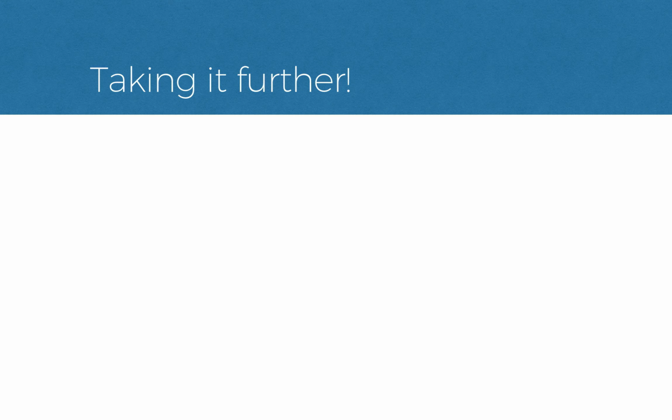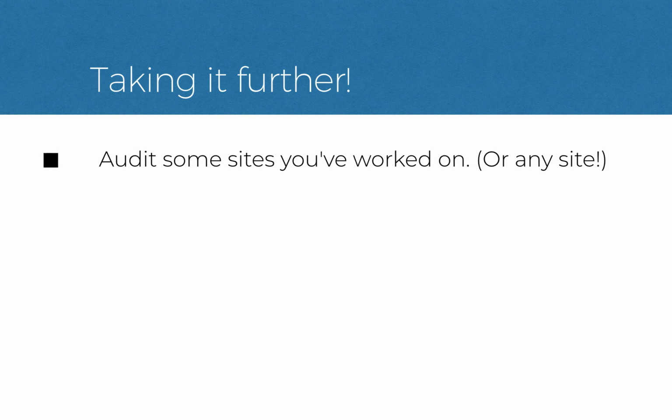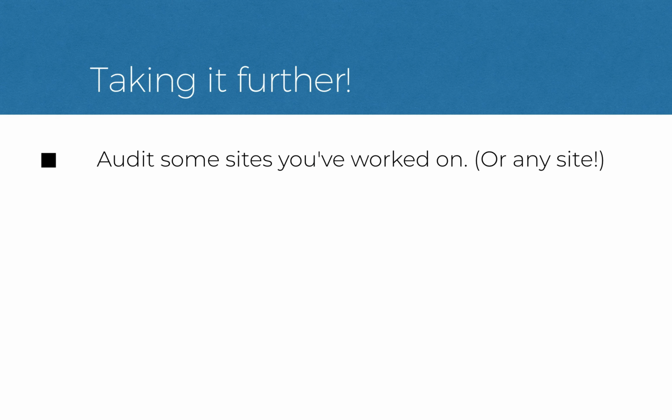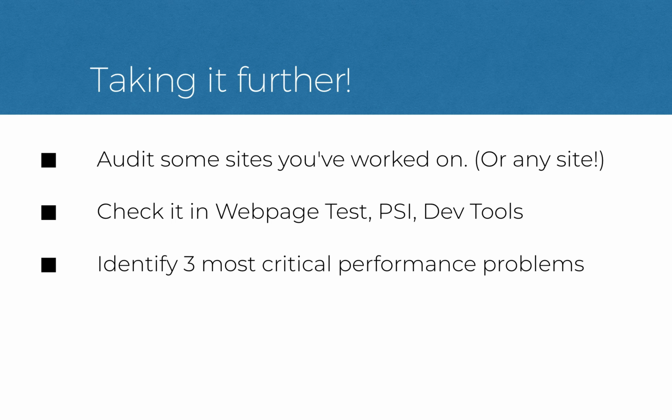So here are some recommendations for how I would do that. You could audit some sites that you're working on now, or really any site on the web. So open them up in WebPageTest, PageSpeed Insights. And then for those sites that you're working on, identify the critical performance problems. Try to analyze all that's going on and figure out the highest priority things that you should be working on to improve performance immediately.